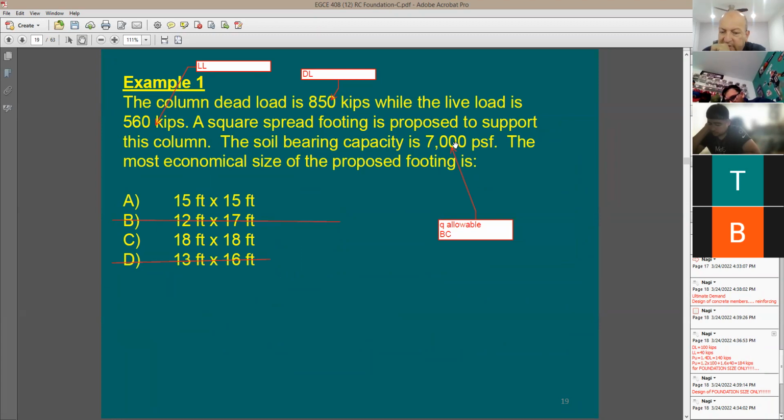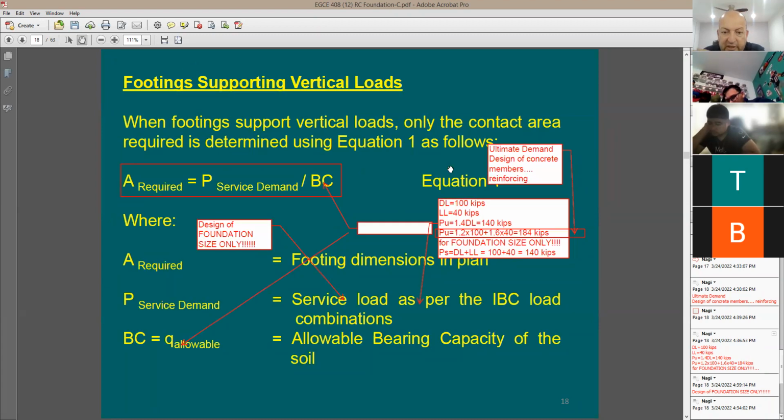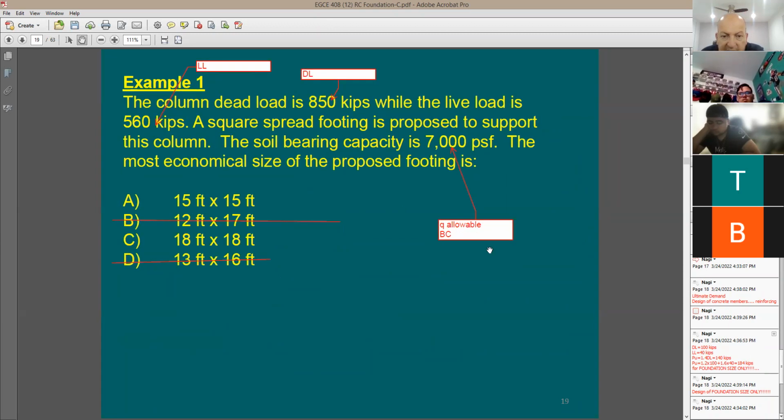Do you have the service load, the service demand? Well, here's the service demand, a quick example. Let me look. Service demand is just adding dead load to live load, so I can do the same. Just add these two loads to each other, divide by 7,000, and it gives me the needed area, and then compare it with the area provided. P service divided by this 7,000 gives you the area needed.